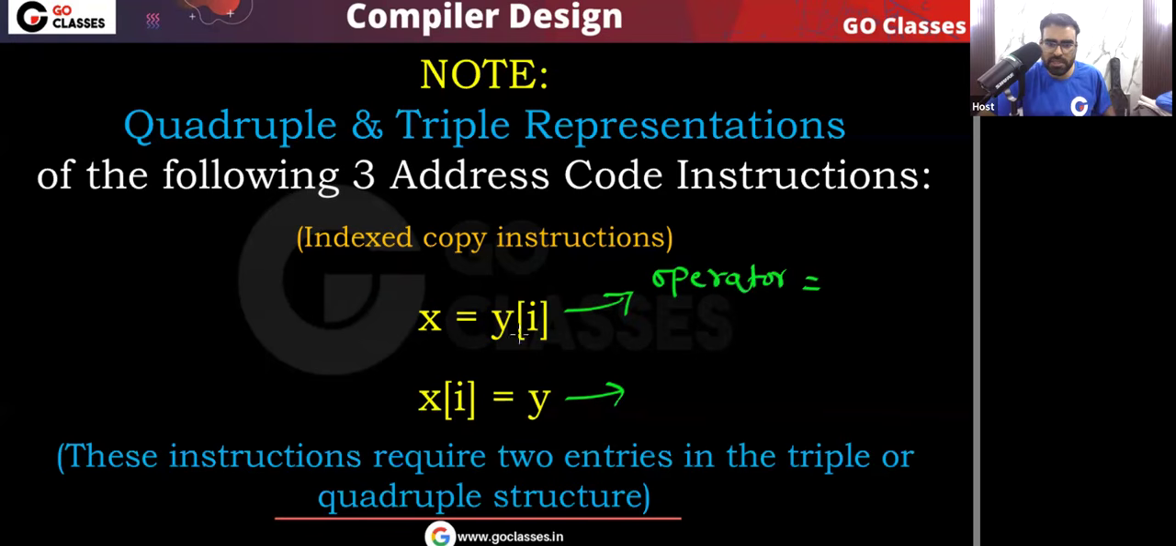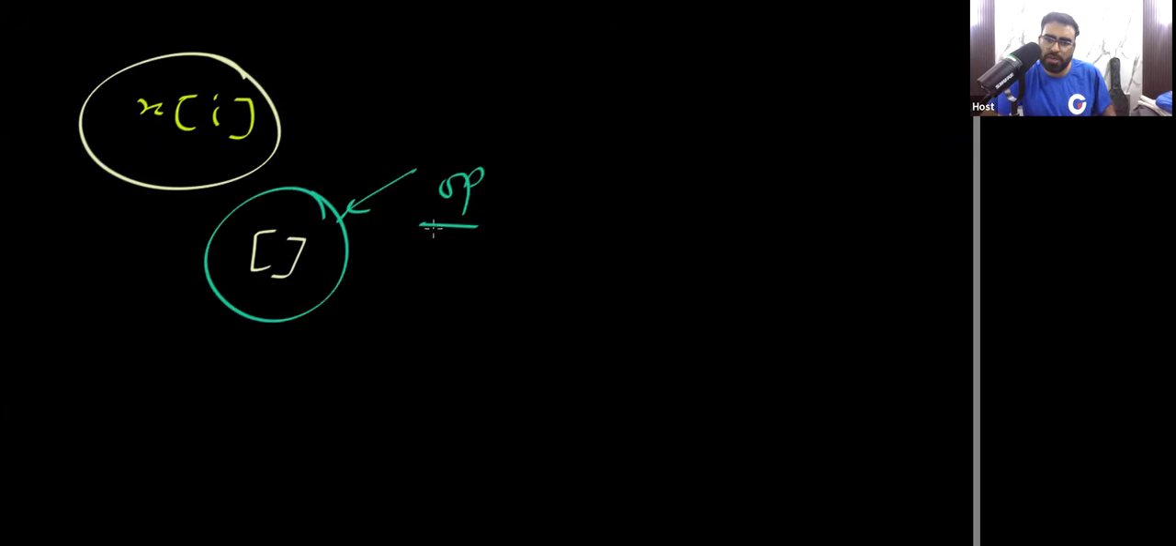Okay, you can easily notice here the operator is basically this. If I write x something xi, you can notice that in the operator I will put this. Okay, very simple. So these brackets I will put in the operator. So this is the operator.